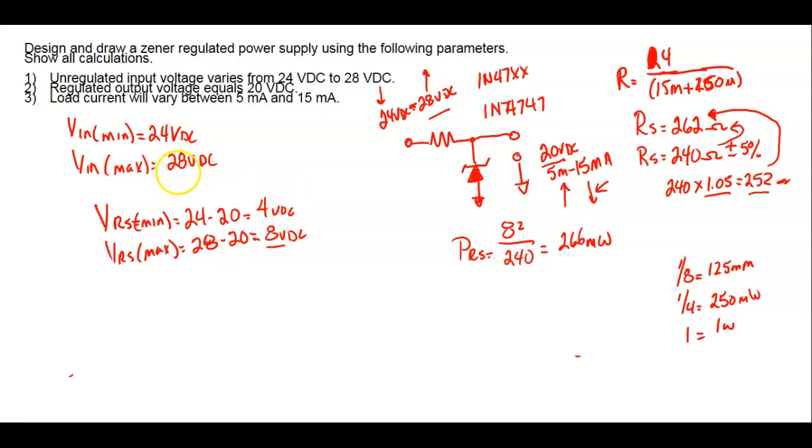Well, when the input voltage was 28 volts, that means we have 20 on the right-hand side of the resistor and 28 on the left-hand side, so the resistor is dropping 8 volts. That's when it's going to dissipate the most power, not when it's dropping 4, but when it's dropping 8. So we use the maximum voltage that the resistor would ever drop, because that's when it's going to dissipate the most power. Does that make sense where the 8 came from?